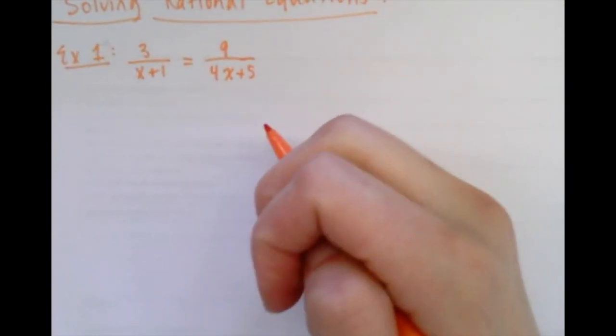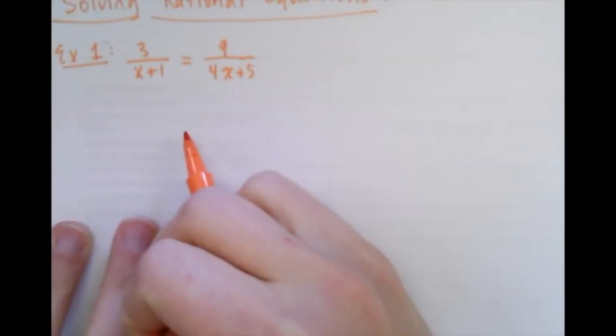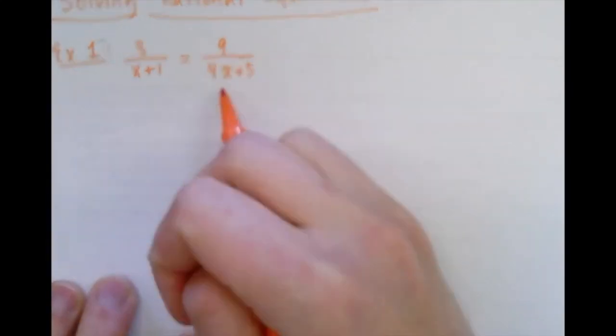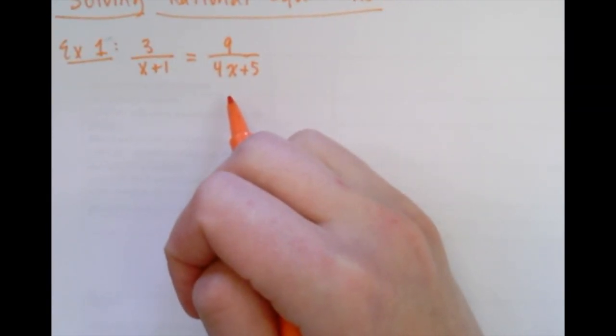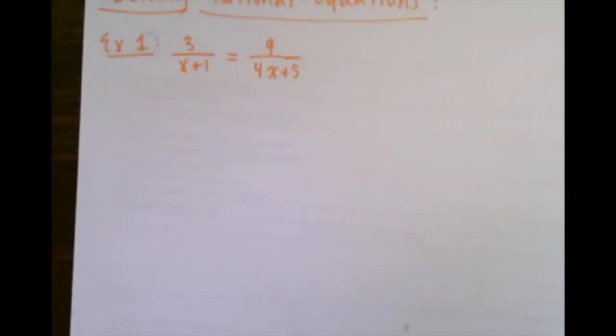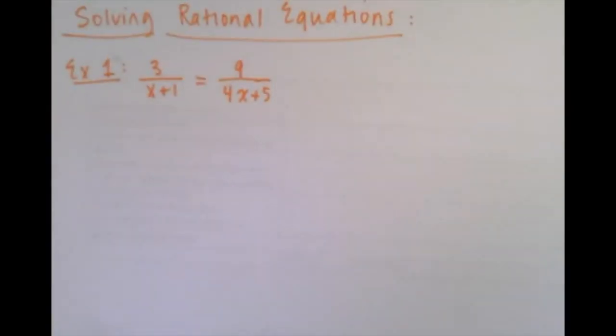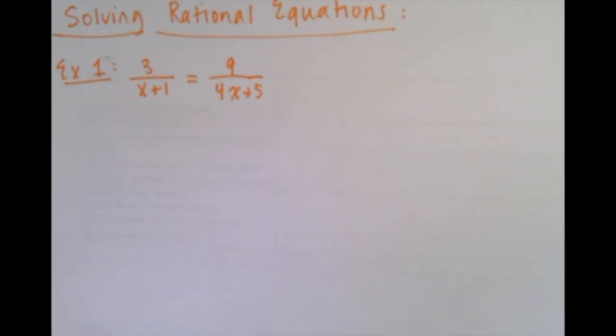The first thing that I'm going to talk about is something new. When you're given a rational equation, which means there are fractions with variables potentially in the denominator, it's very important that we make sure that the denominator is never 0, because we cannot divide by 0 ever in math. We would say that's undefined.